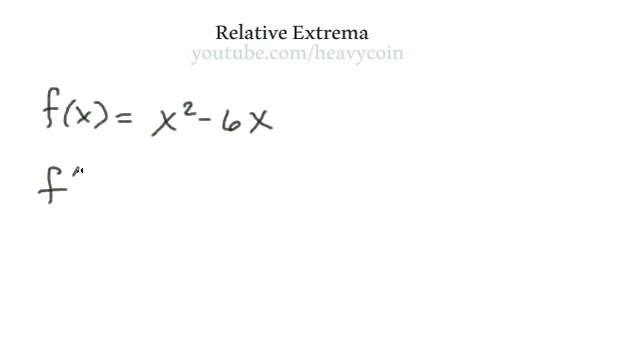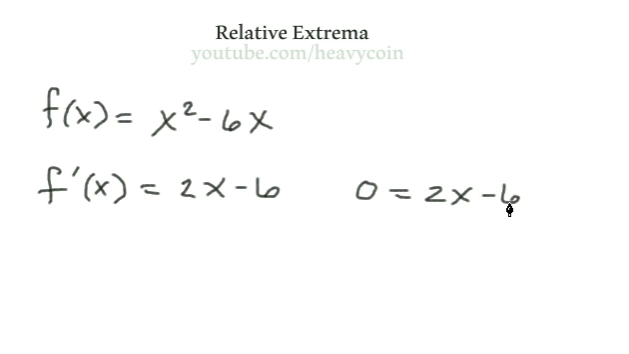Okay, let's see here. We've got f of x is equal to x squared minus 6x. So let's work it out first and then look at the graph. So the first thing we're going to do is find those critical numbers. That is, we're going to take the derivative, set it equal to 0, right, and solve for x.